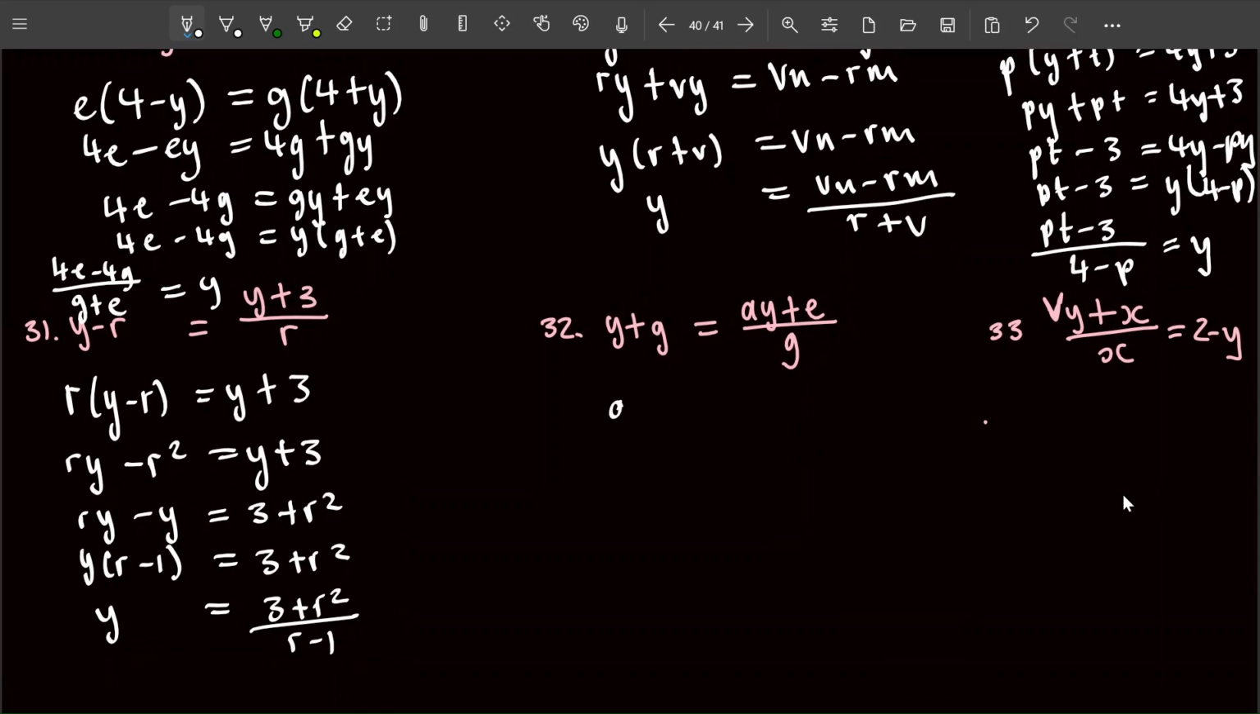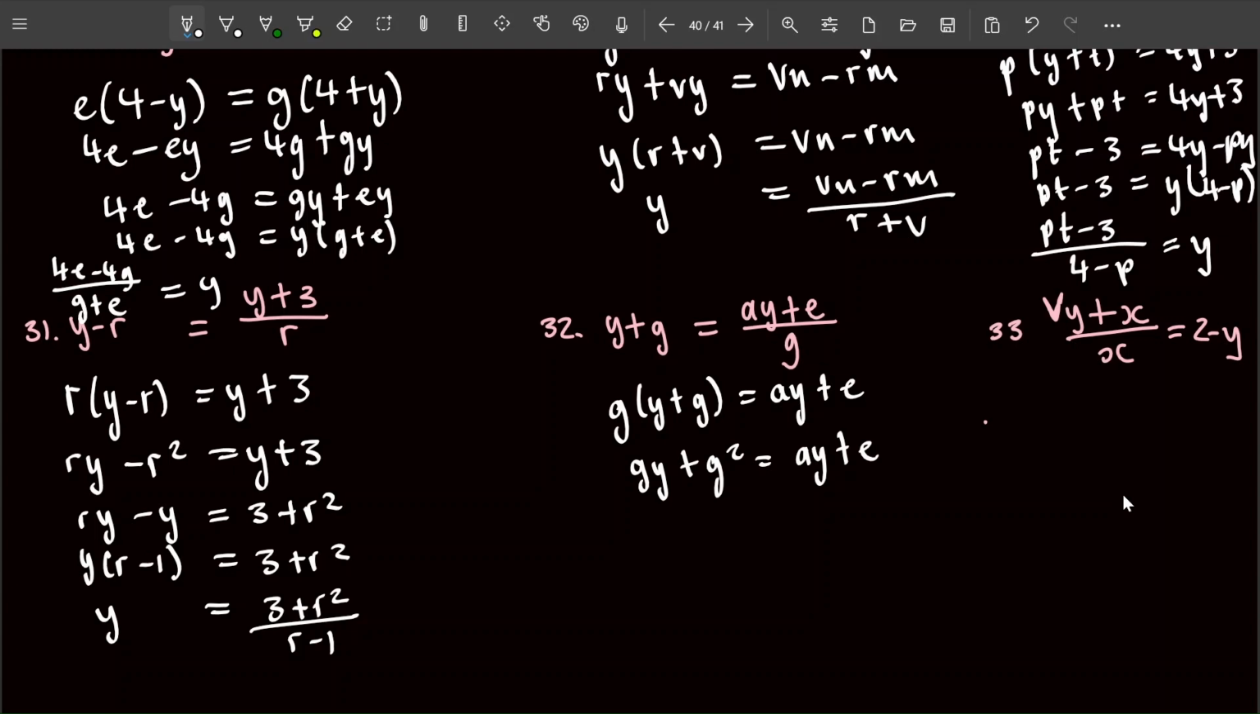Number 32. y plus g is equal to ay plus e all over g. I take g to the other side. g is going to multiply y plus g, and it's equal to ay plus e. What do I do now? I'm going to expand. g times y is going to be gy plus g times g is g squared. It is equal to ay plus e. What do I do now? Why did I expand? Because I had y on the left and on the right.